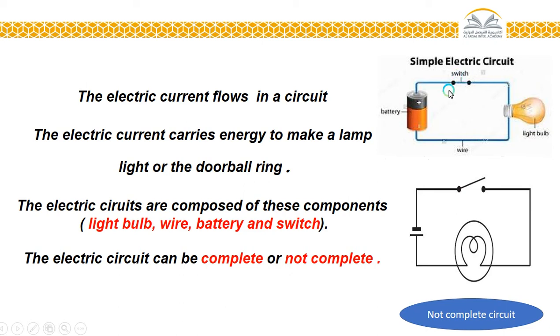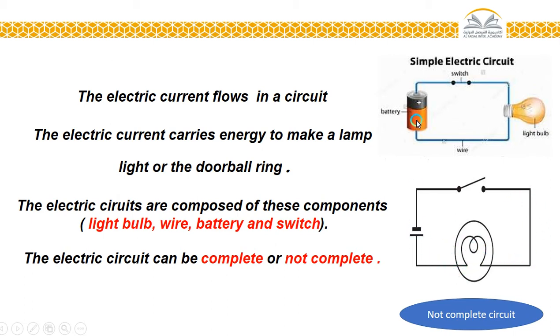For the scientists or electricians, they use two kinds of electric circuit: complete or not complete. What's the meaning of complete or not complete? We know that the simple electric circuit is formed by four components: the light bulb, the wire, the battery, and the switch. So switch, battery, light bulb, and the line. So these are the symbols.